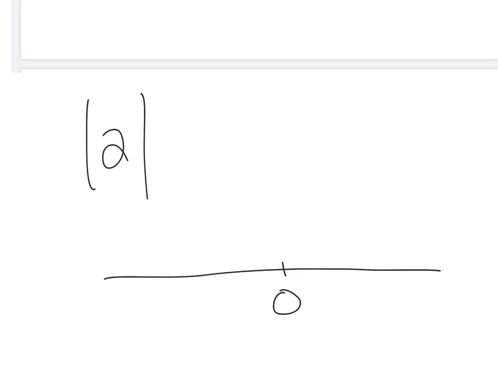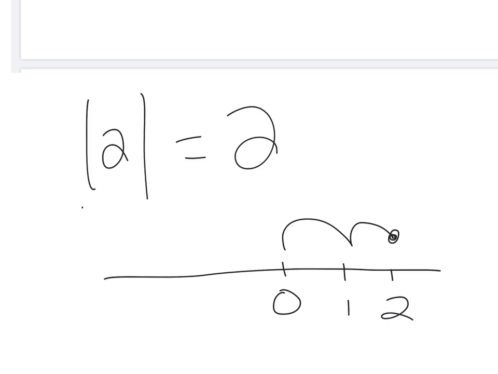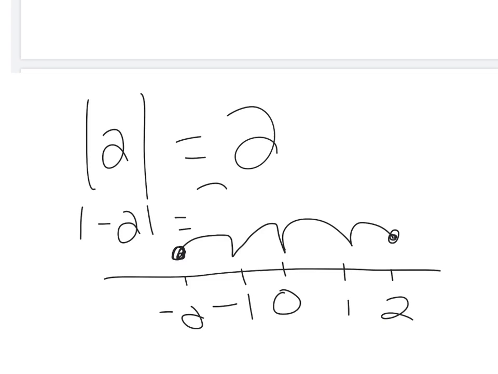So if this is 0 on the number line, that's 1, that's 2. The absolute value of 2 is 2 because the number 2 is 2 spaces from 0. If I did it the opposite direction, I said the absolute value of negative 2. I have 0 still in the middle, then I have negative 1, negative 2. Negative 2 is here. How far is negative 2 from 0? It's 2 units as well.